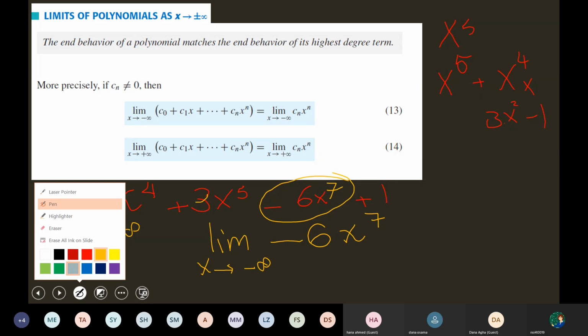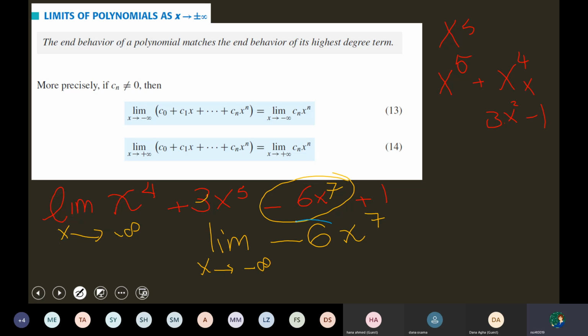Then I will look here. What is the sign? It's negative. I have negative infinity raised to the power 7. What will the sign be? Negative. Negative times negative is positive, positive infinity. This will be the answer.